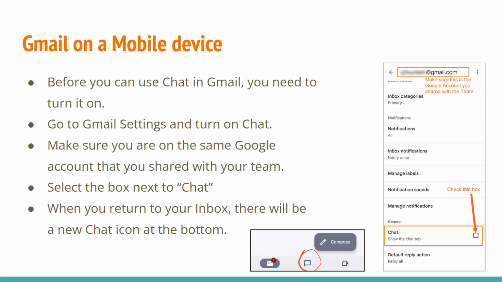Similarly, on your mobile device, before you can use Chat inside Gmail, you need to turn it on. So you go to your Gmail settings. It's usually the three bars, the hamburger menu icon. Android and Apple are slightly different, but get to your Gmail settings and scroll down and, first of all, make sure you're in the right Gmail account that you're sharing with your team. That will be displayed at the top. Then scroll down until you find the Chat area and then click the little box next to Chat. That will turn it on, and you'll see another chat icon at the bottom of the screen, as you can see in this little picture.